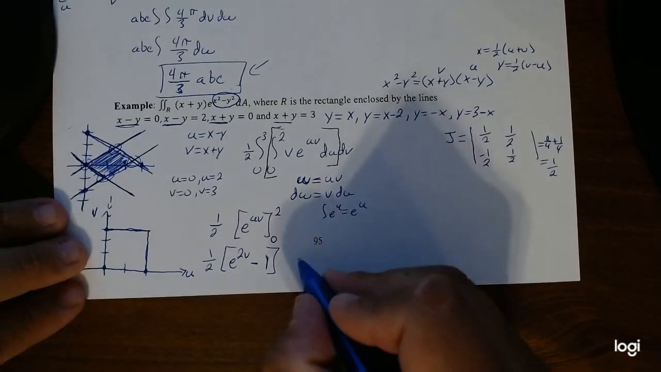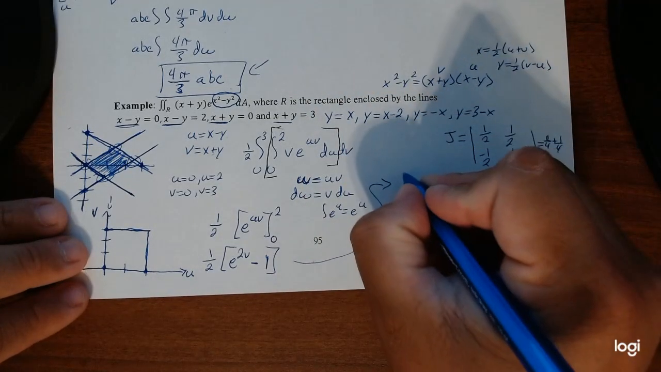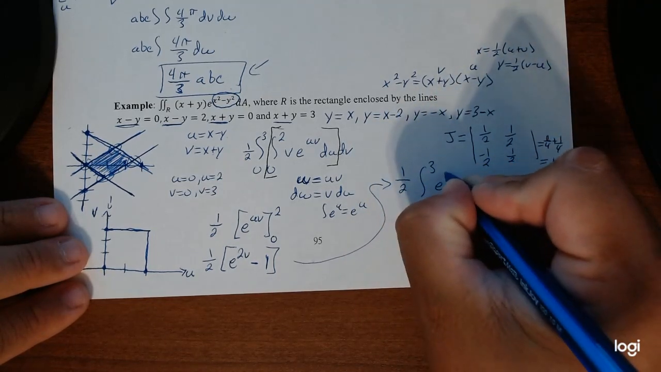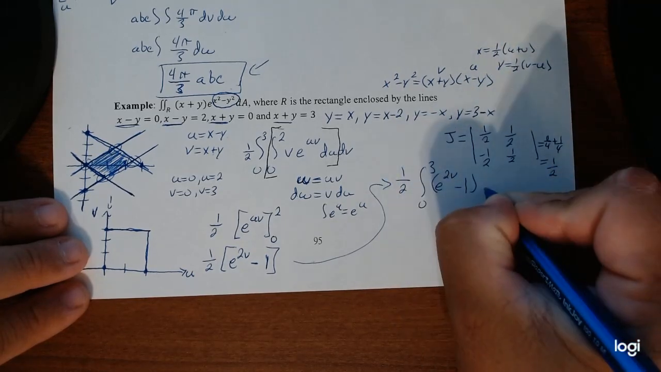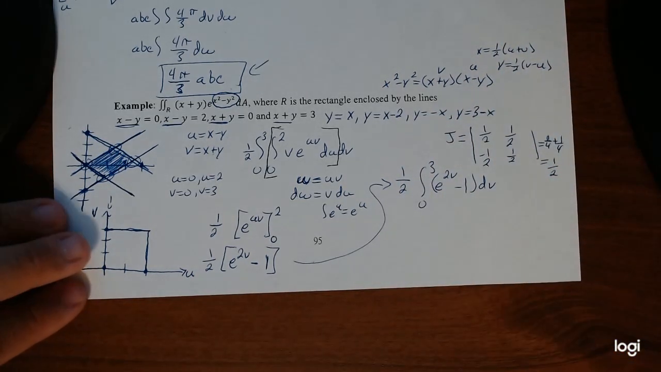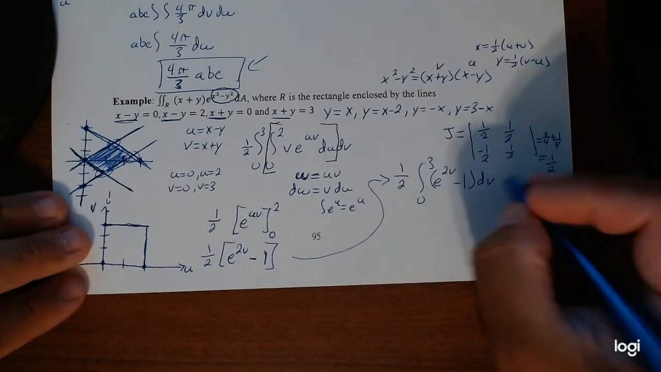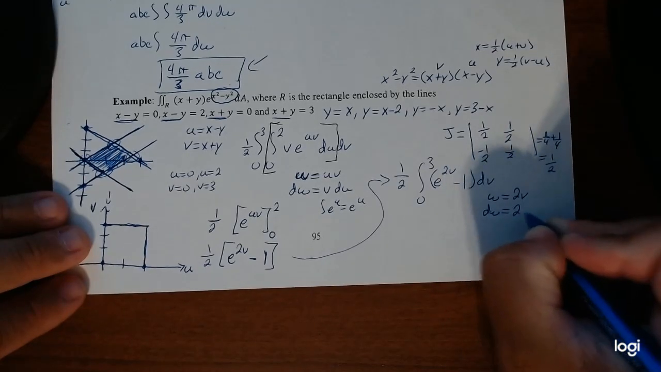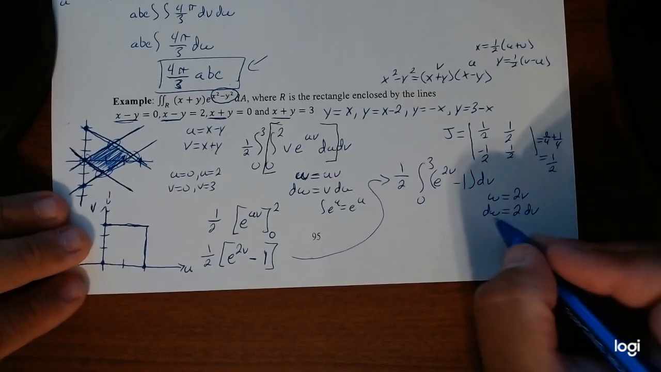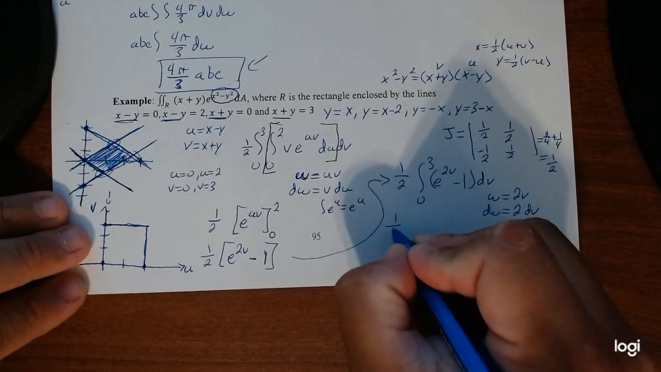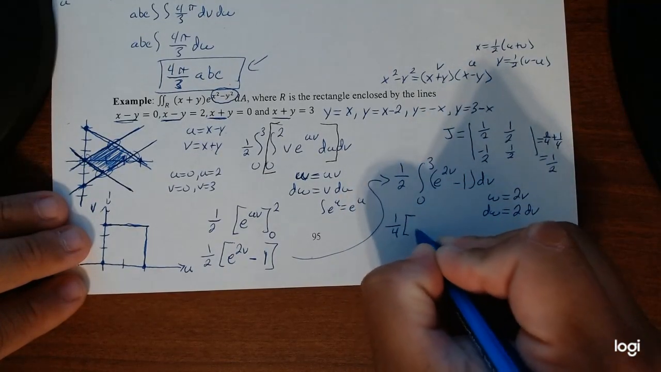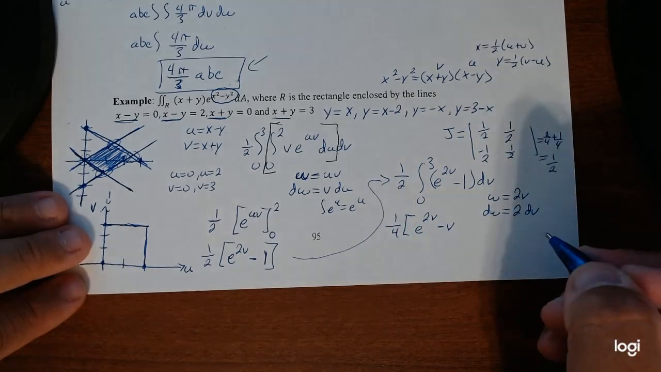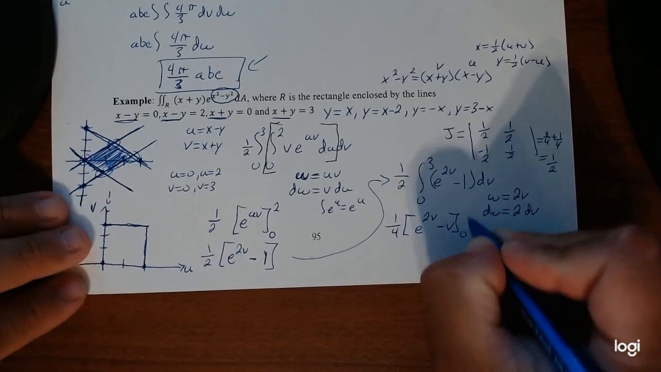Okay, so one more integration. Again, I'll just bring this to the outside: the integral from 0 to 3 of e to the 2v minus 1 dv. Again, another quick u-substitution: let w equal 2v, then dw is equal to just 2 dv, divide by 2. So this ends up being 1/2 times 1/2, which is 1/4, evaluated at e to the 2v minus v, because the integral of 1 is just v itself, at 0 and 3.